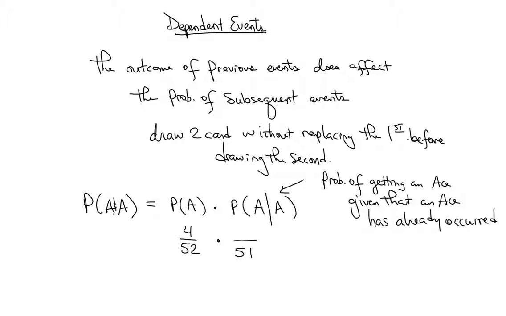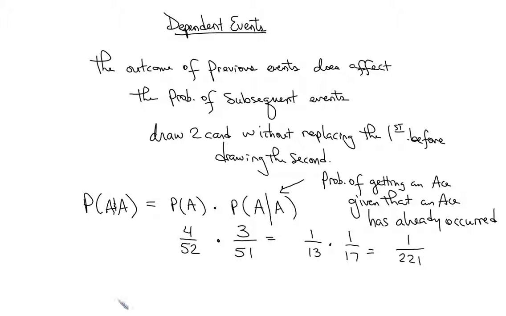Does that make sense to everybody? So there's only 51 cards in the deck. Now, on this particular example, how many of those are actually aces? 3, because we never put back the one that we already pulled out. And so this then gives you 4 out of 52 times 3 over 51. Now, if you're going to actually multiply this out, this would be 1 over 13 times 1 over 17, which would be 1 over 221.